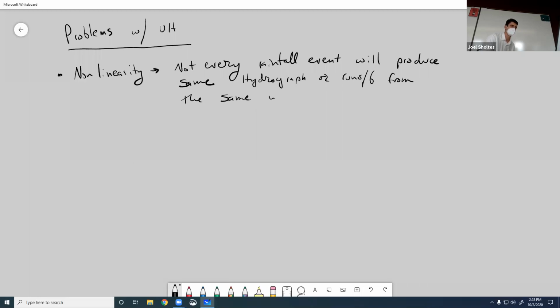We have a watershed and you have 1 inch of rainfall over 1 hour, the runoff hydrograph in the summertime versus the springtime versus late fall could be different because you've got different interception, different soil moisture conditions. Maybe the watershed burned, right? A lot of things could change there.